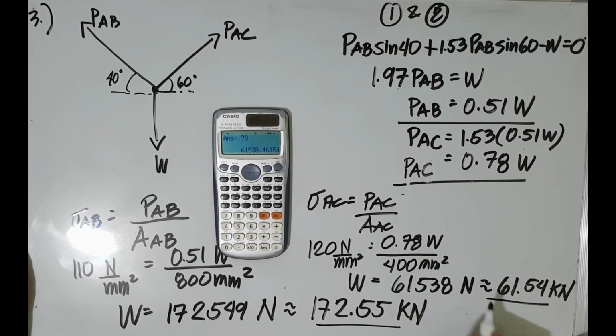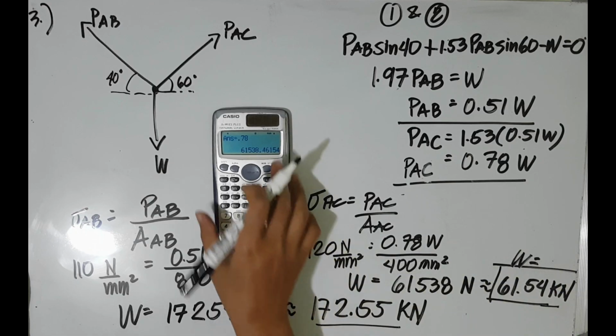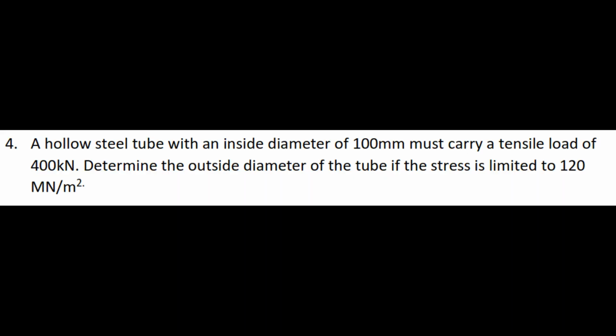We will be considering the smaller value, 61.54 kilonewton, because if you consider the larger one, the bar may fail. So the safest value of W is 61.54 kilonewton.